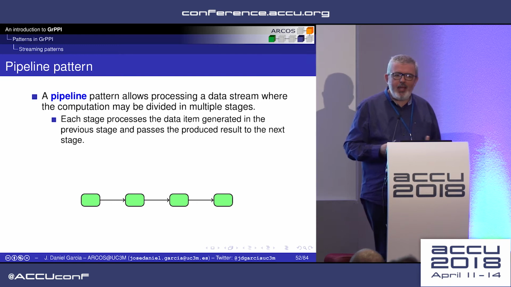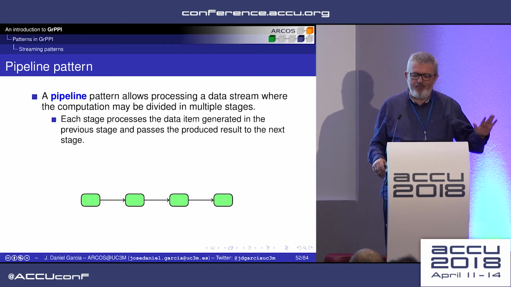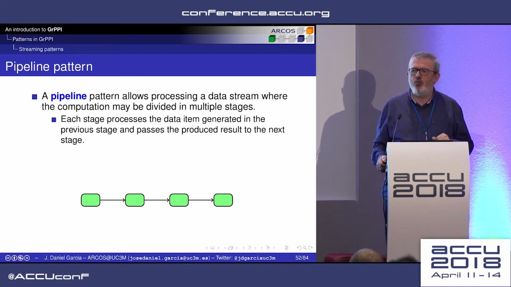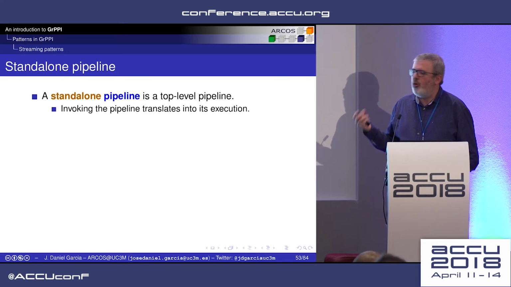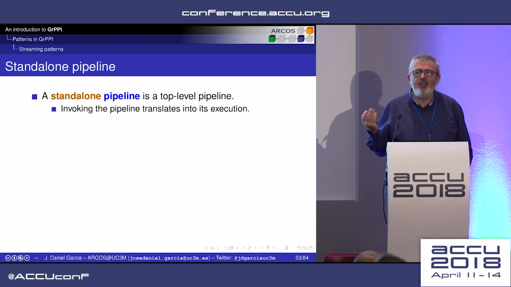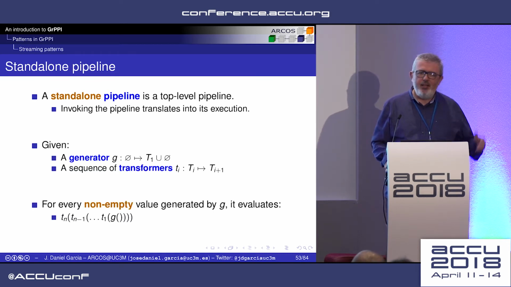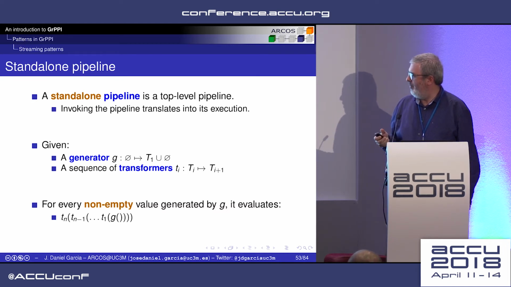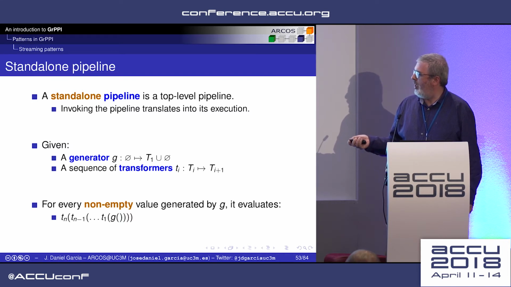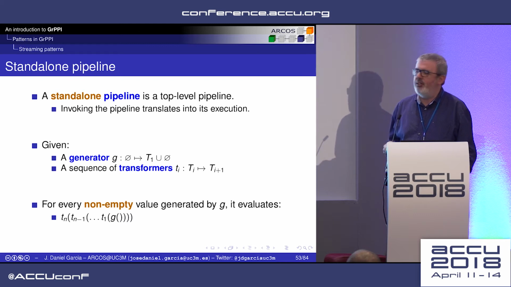The simplest pipeline is just a standalone pipeline. Invoking this pipeline translates into starting the execution of the pipeline. So basically, I need a function that I will call a generator, which is any lambda that takes nothing and produces values, and then a sequence of transformers that take values from one type and produce values possibly of a different type. So what you are doing with the pipeline is performing the composition of all these transformation functions to every element produced by the generator.